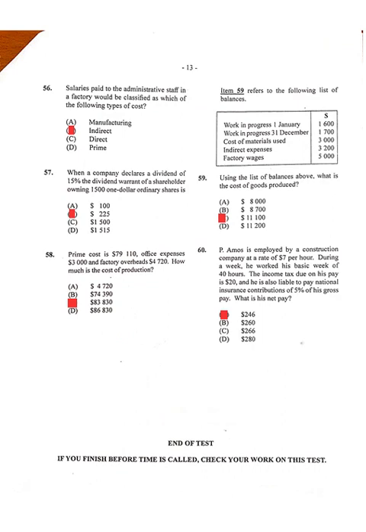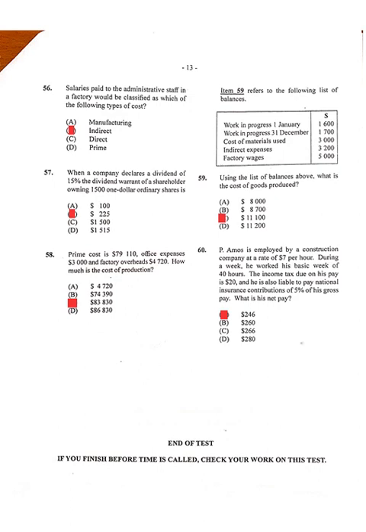56, salaries paid to the administrative staff in a factory would be classified as which of the following types of costs? Indirect costs, of course, and that is B. 57, when a company declares a dividend of 15%, the dividend warrant of a shareholder owning $1,500 ordinary shares is, we find 15% of 1,500. The answer is $225, which is B.